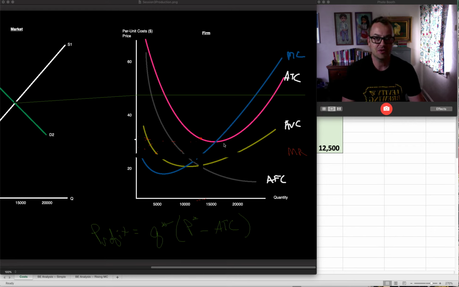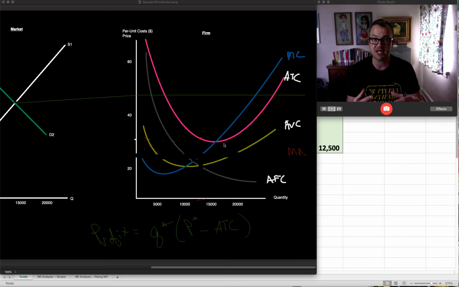Hello again, students. I want to continue our discussion about production and look at break-even points. This is where we transition from using the theoretical graph to get an idea of where the profit maximizing quantity is, to looking more generally.